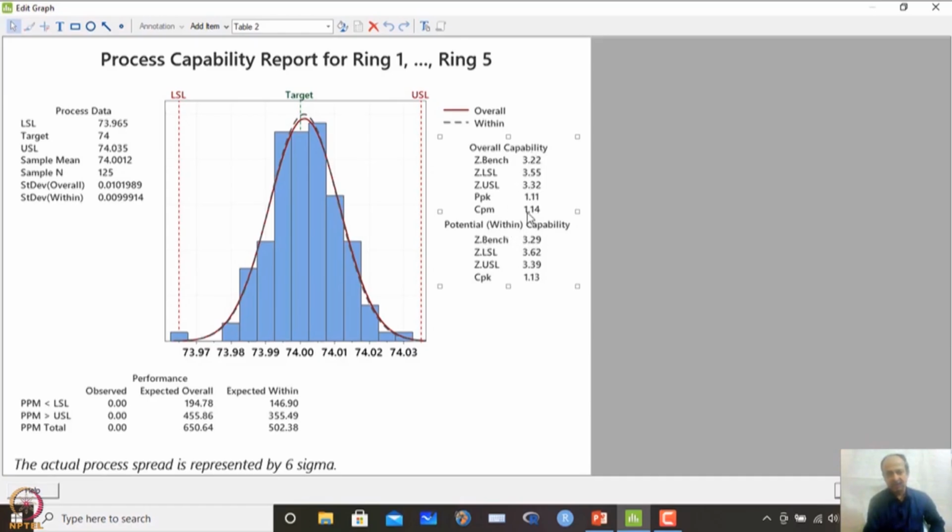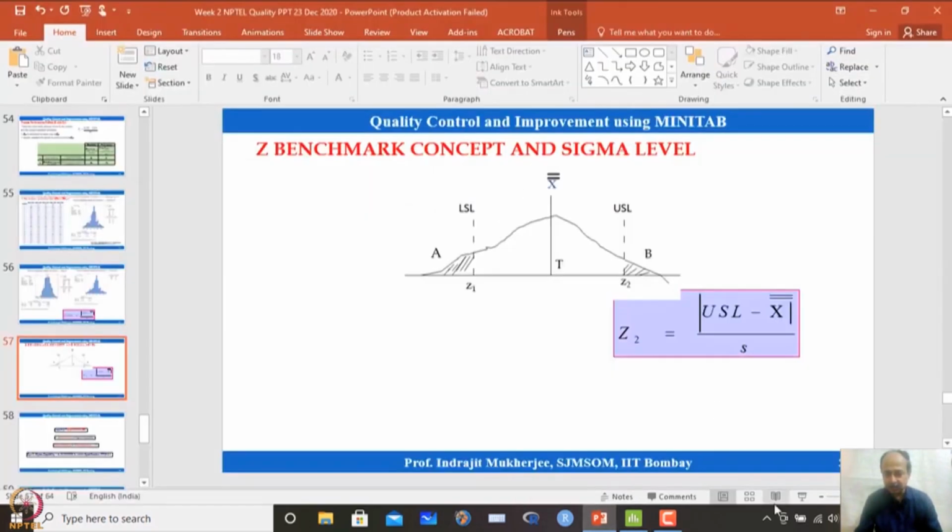So, more or less it is the same because there is little shift in the means, and we are assuming that the process is stable. That is why both values are very close, and potential within capability, this is a short term capability, CPK. So, generally people note this down as Z 3.29, okay, and this is the corresponding sigma level what the report gives. So, around 3 sigma level.